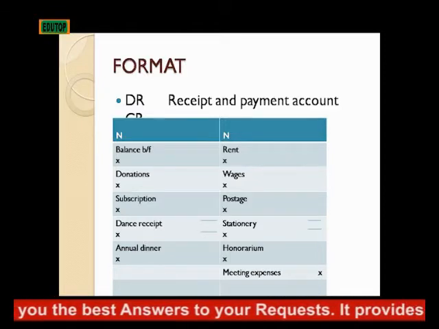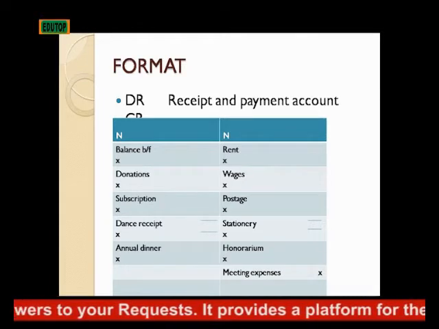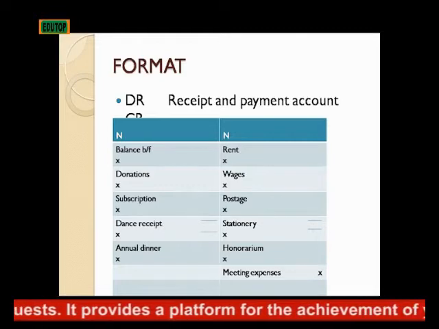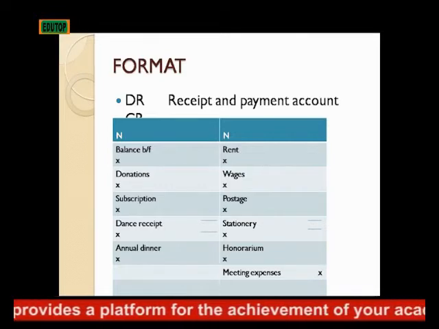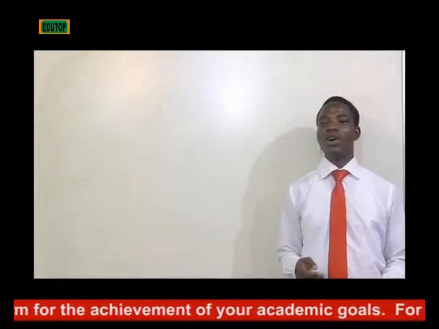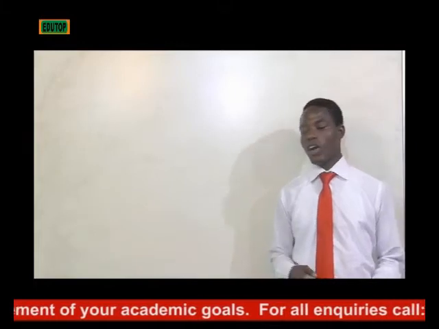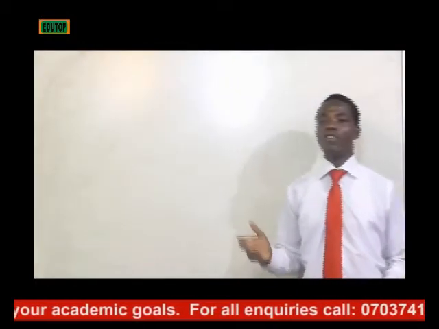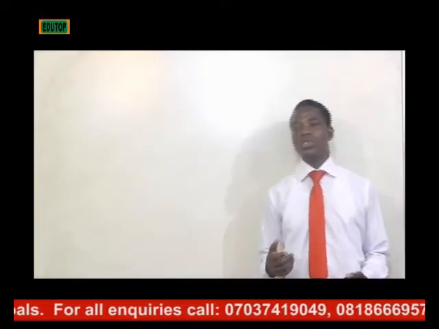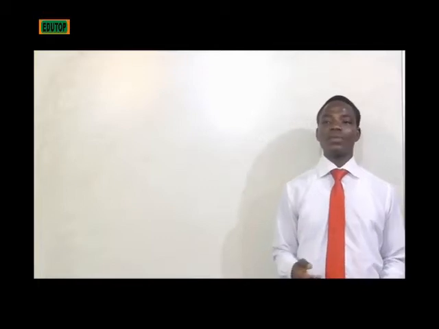On the credit side, we have rent, wages, postage, stationery, honorarium, and meeting expenses. After getting the two sides, you get your balance c/d at the end of the day. So that is the example of our receipt and payment. When we get to the illustration, you will know more about receipt and payment in the question.